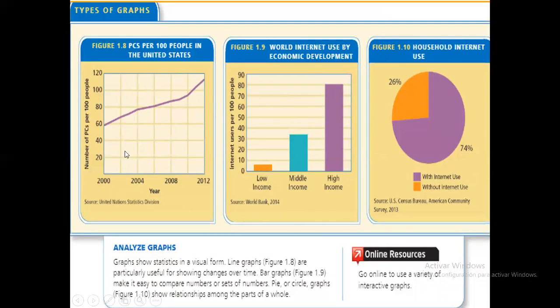Now let's explain this one. Over here it says the years, and over here it says the number of PCs per 100 persons. La cantidad de computadoras por 100 personas. Cada 100 personas tiene cierta cantidad de computadoras. According to the source, the United States Statistics Division did this research. Okay, PCs per 100 people in the United States. Now it says by 2000, de las 100 personas solamente 60 tenían computadoras. From 100, only 60 people had a computer.